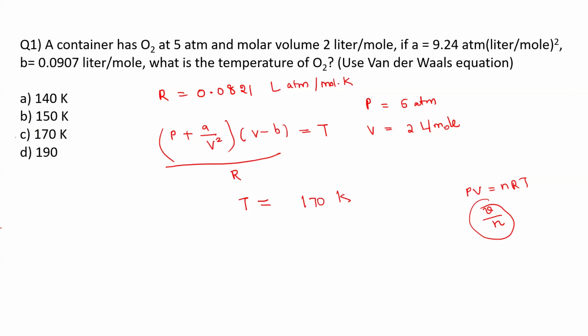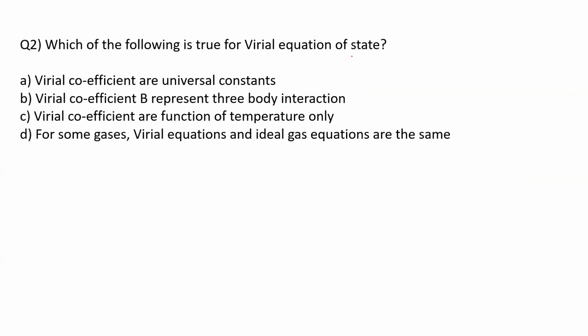Moving forward, which of the following is true for the virial equation of state? Virial coefficients are universal constants. No, because these are functions of substance and temperature, so these are not at all universal. Universal constants means something like R, the gas constant, or Cp minus Cv. Or g, but that also varies with the place. These are universal, which don't change.